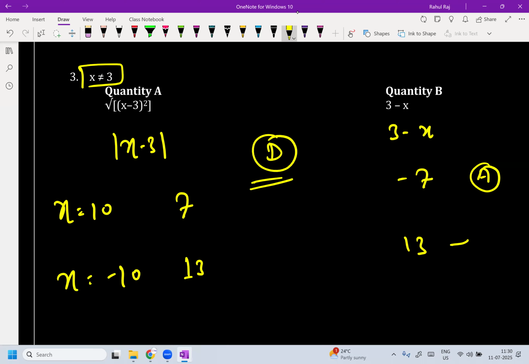We can't predict. The thing is, I took x is 1 and x is negative 1. That doesn't matter. You have to ensure that you get the right answer. So D is the right answer. Agreed? Any problem?